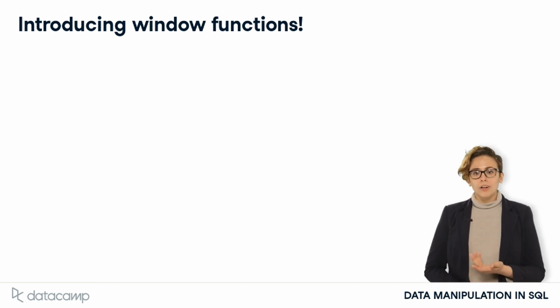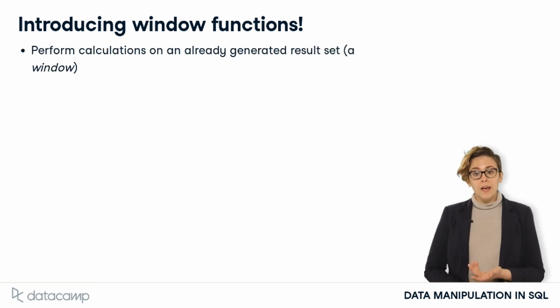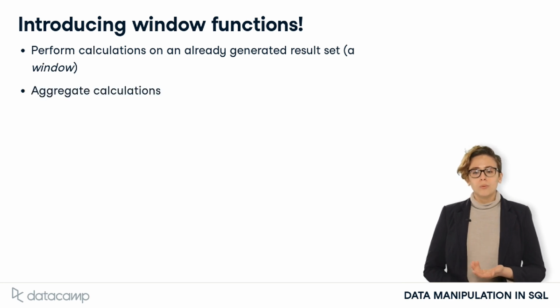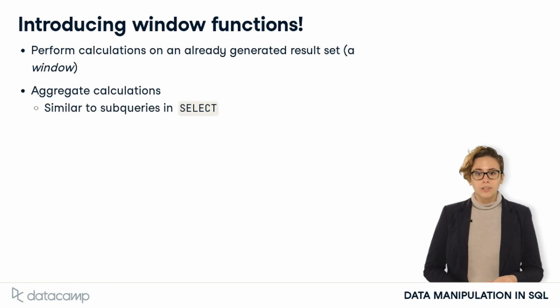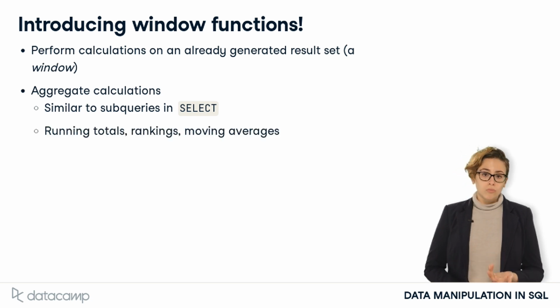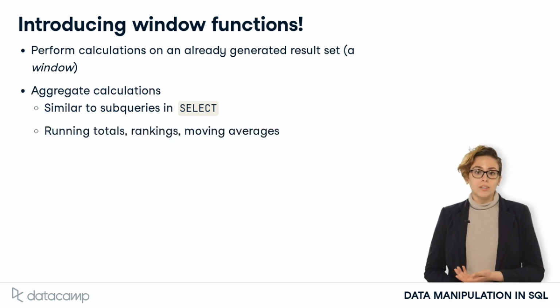Window functions are a class of functions that perform calculations on a result set that has been already generated, also referred to as a window. You can use window functions to perform aggregate calculations without having to group your data, just as you did with a subquery in Select. You can also use them to calculate information such as running totals, rankings, and moving averages.